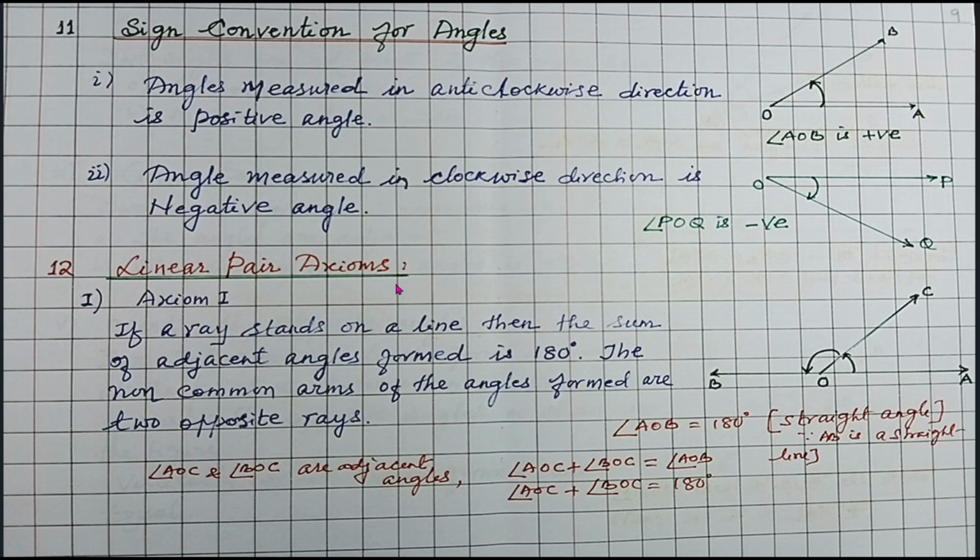Linear pair axioms. Now we already know what is an axiom. An axiom is that which is accepted without discussion or proof. Now axiom number 1, if a ray stands on a line, then the sum of adjacent angles formed is 180 degrees. The non-common arms of the angles formed are two opposite rays. Now what does this mean to us? Now AB is a line, OC is a ray which stands on AB. The angle AOC and angle BOC which are formed, the sum will be 180 degrees. A very important axiom for us to remember, which is very useful in geometrical calculations.